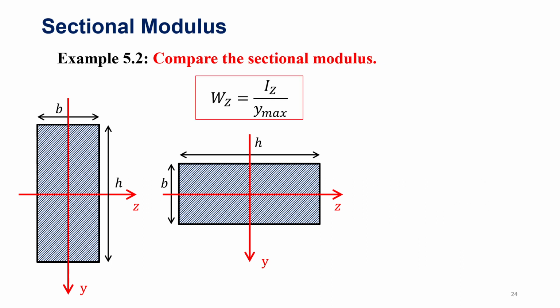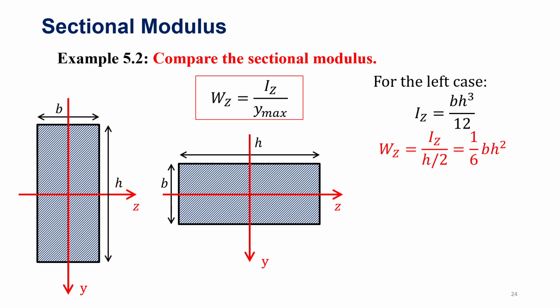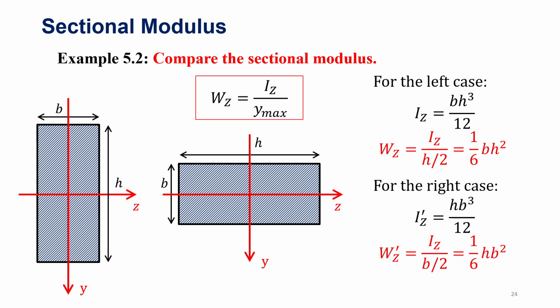How about the sectional modulus? Recall the definition of the sectional modulus. Here, Wz equals Iz over y max. For the left case, Iz equals bh cubed over 12, and y max, the maximum of y, is h over 2 here, so we get bh squared over 6. For the right case, it is similar: it is hb squared over 6. If h is greater than b, then the left case has a larger sectional modulus than the right case.